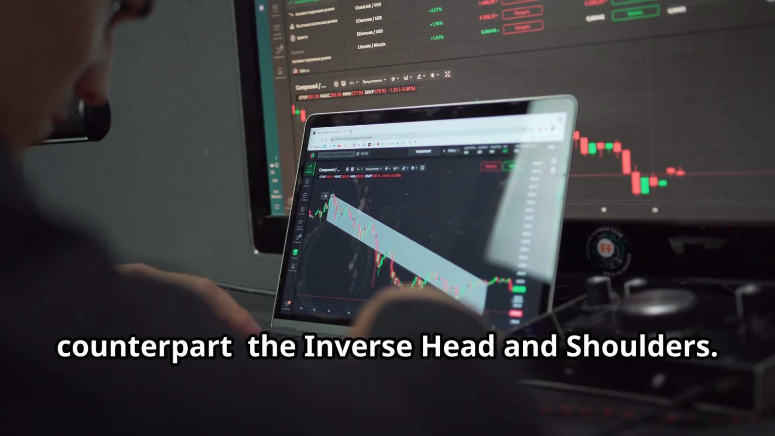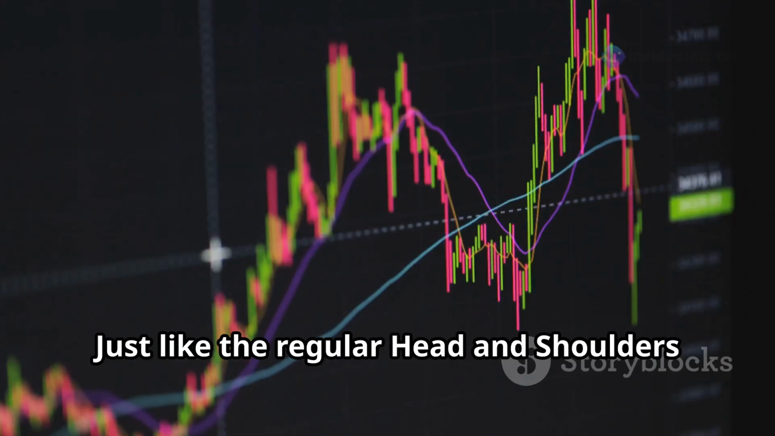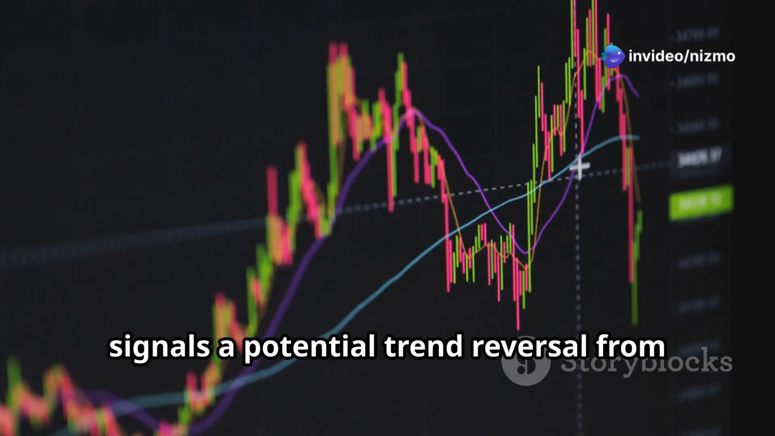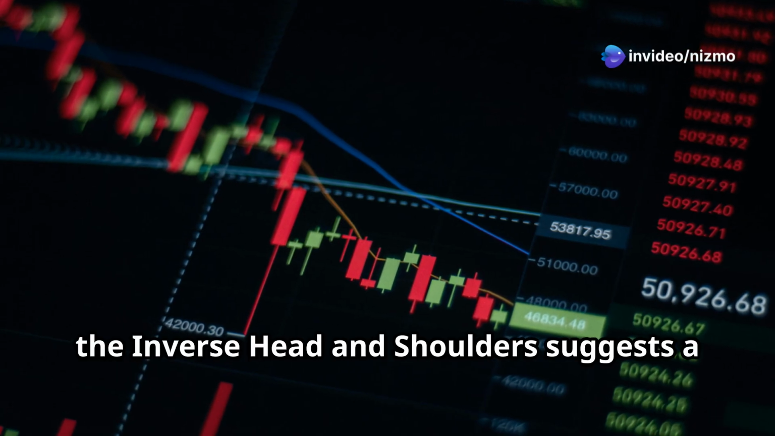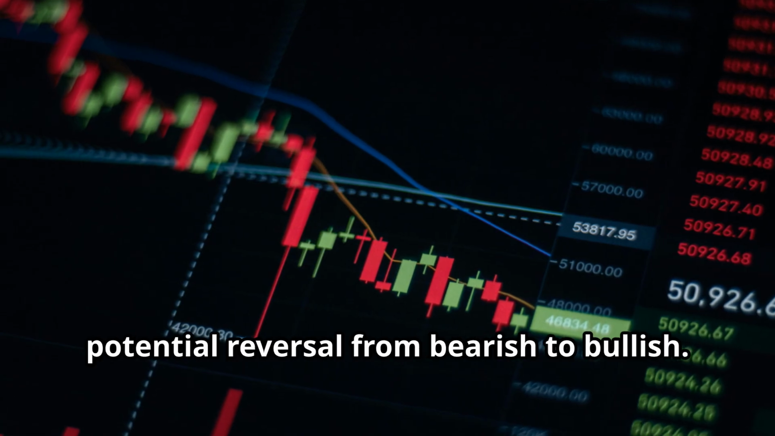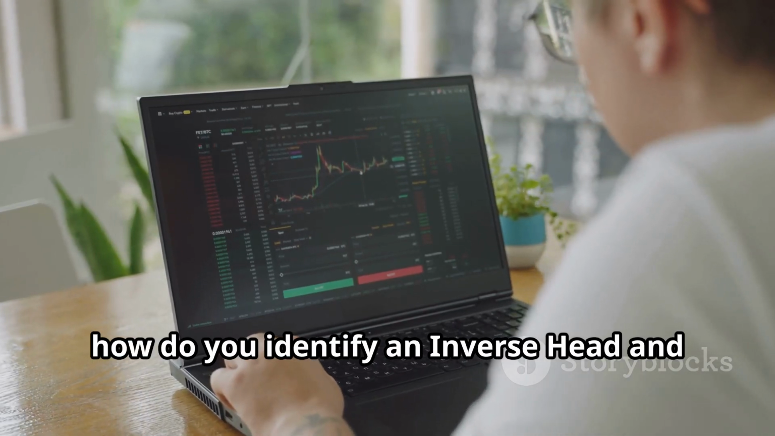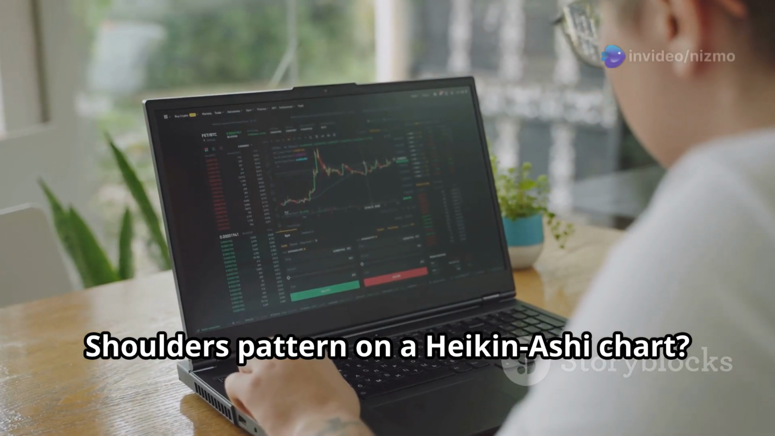Now that you understand the head and shoulders pattern, let's flip it and talk about its bullish counterpart, the inverse head and shoulders. Just like the regular head and shoulders signals a potential trend reversal from bullish to bearish, the inverse head and shoulders suggests a potential reversal from bearish to bullish. So how do you identify an inverse head and shoulders pattern on a Heikin-Ashi chart?